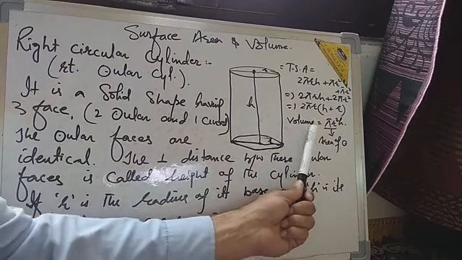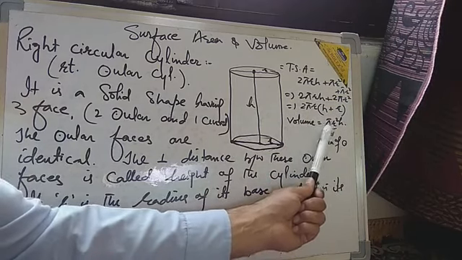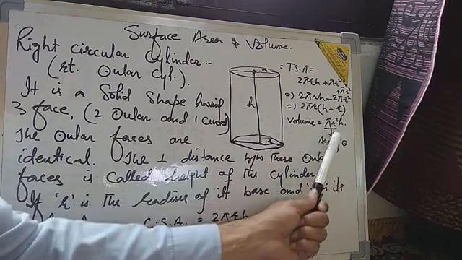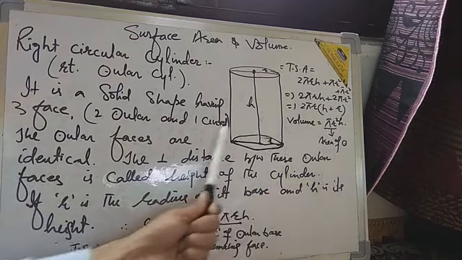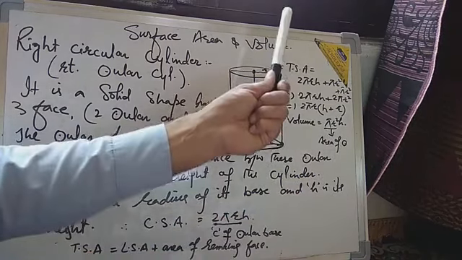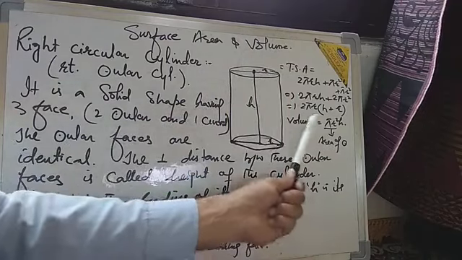Last, the volume of the cylinder can be taken from the formula pi r square h, where pi r square is the area of a circle. So when the circular base area is multiplied by the height, we get the volume of the cylinder.